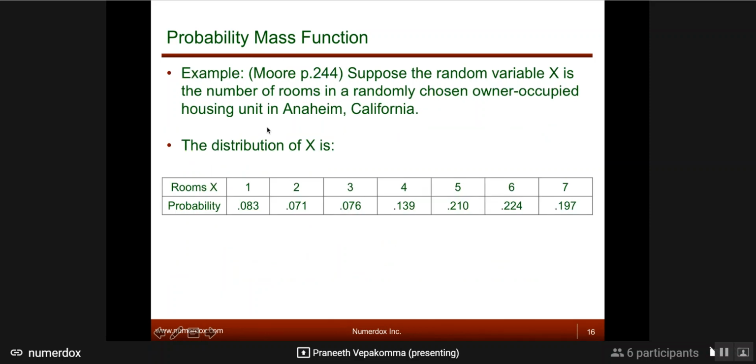Right? So there's an example for a discrete case, the mass function. So suppose the random variable x is the number of rooms in a randomly chosen owner-occupied housing unit in a place called Anaheim, California, right? So what is the probability that the number of rooms in a randomly chosen housing unit will be a given number? Are there more 3-bedrooms or more 1-bedrooms, or are there more 7-bedrooms, right? It's interesting. So this is just an example of the probability mass function.